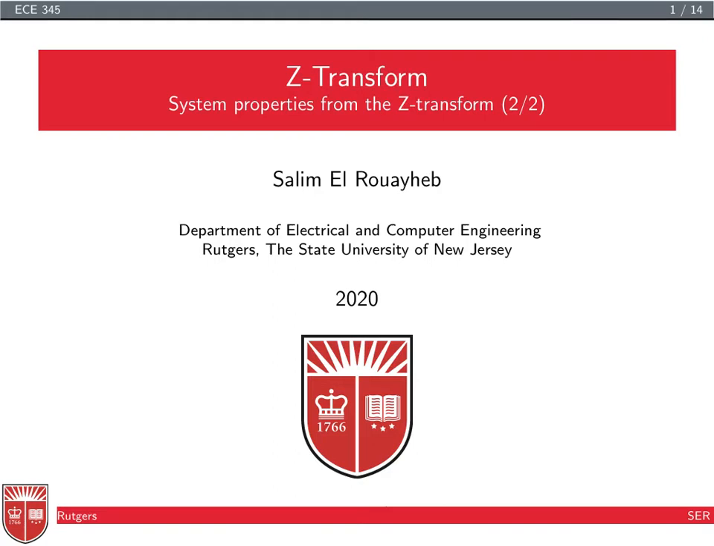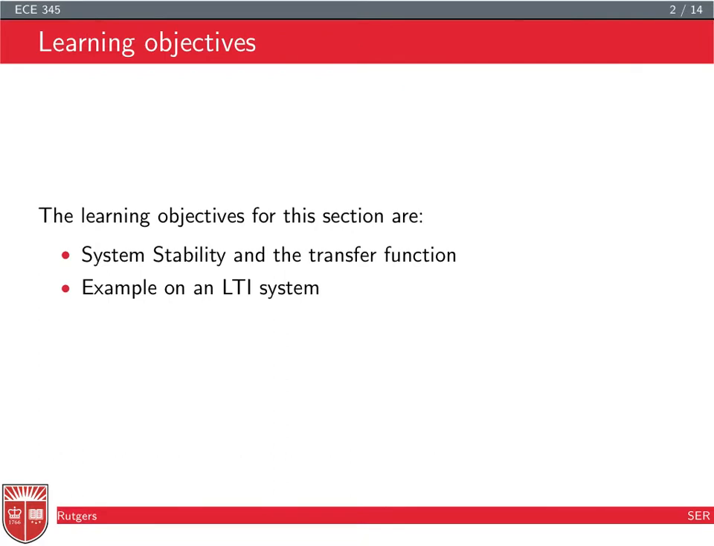This is part 2 of the lectures on system properties from Z-transform. In this part, the learning objectives are how to understand the system stability by looking at its transfer function, and also I will end by giving an example on an LTI system.